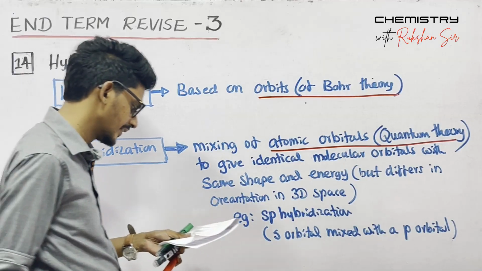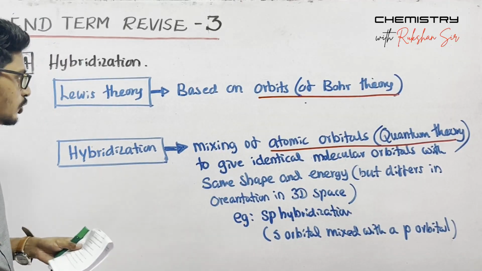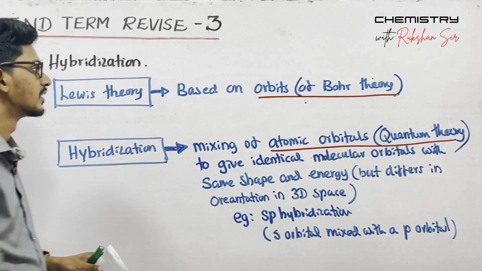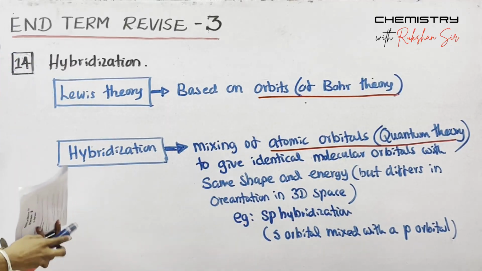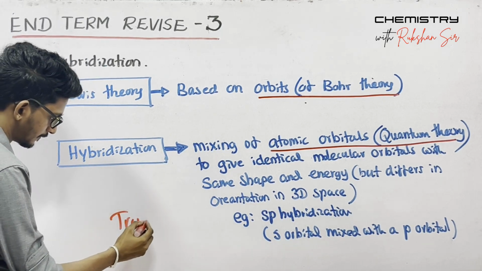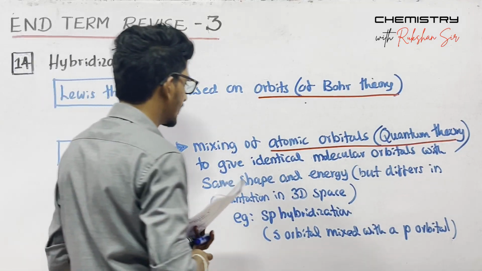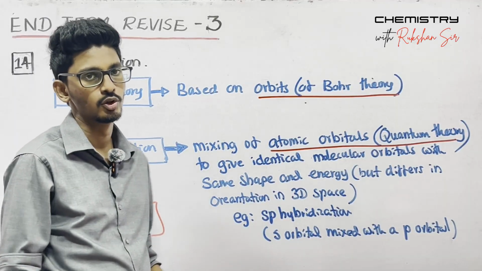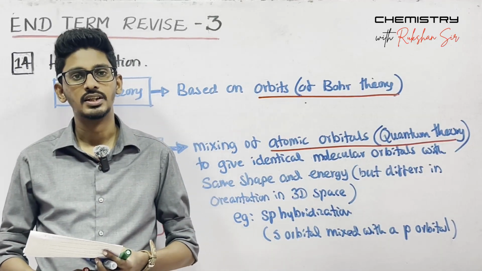So the statement, Lewis theory does not discuss the concept of hybridization, is true. You don't have the knowledge of orbitals in Lewis theory, which is based on just the orbits of Bohr theory. The statement is true. You need to know the concept of orbitals to discuss hybridization: s orbitals, p orbitals, d orbitals. That is the review for statement 14.